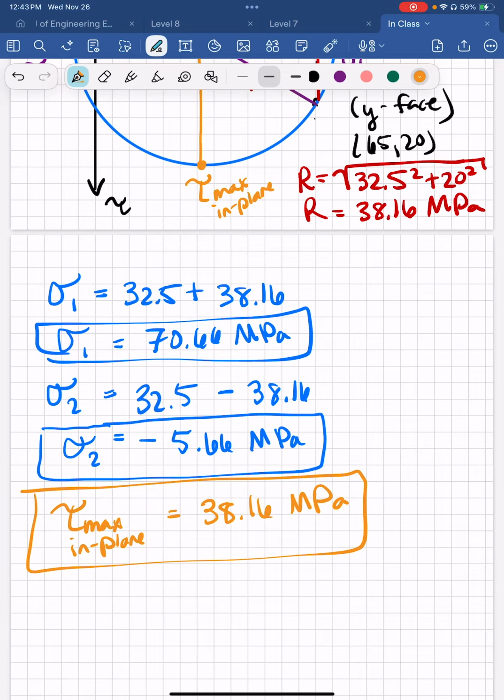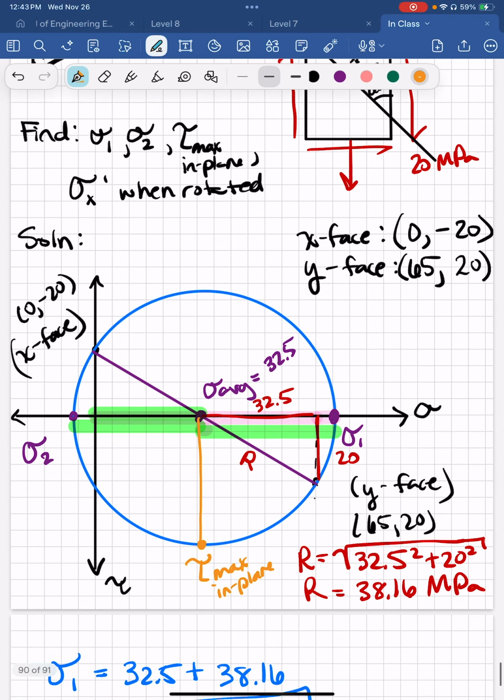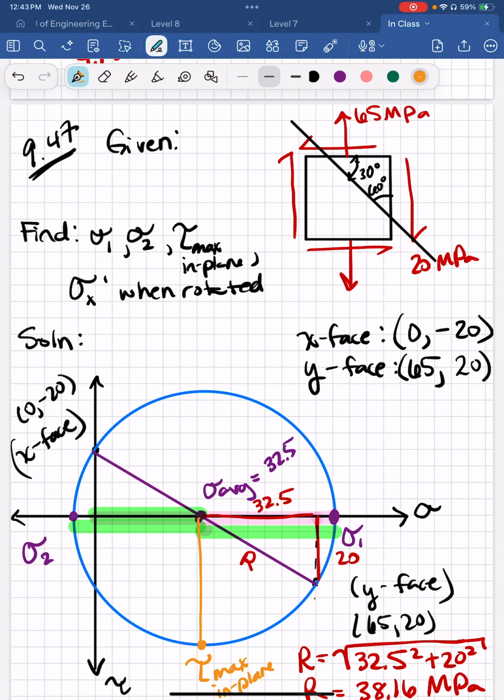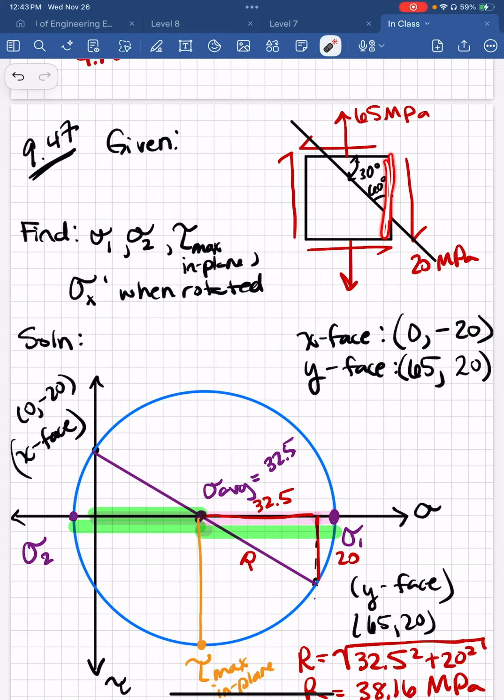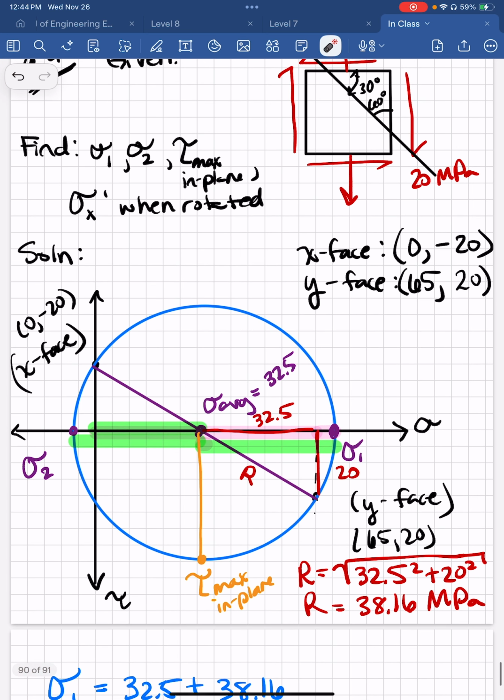And then the last thing they want us to find is that stress prime when it's rotated. So we're going to go to the X face and we want to rotate it. The X face is here, and we want to rotate it in this direction 60 degrees, in the counterclockwise direction. So we go to X face, and then we need to rotate it.